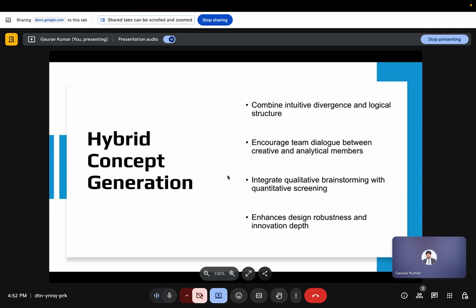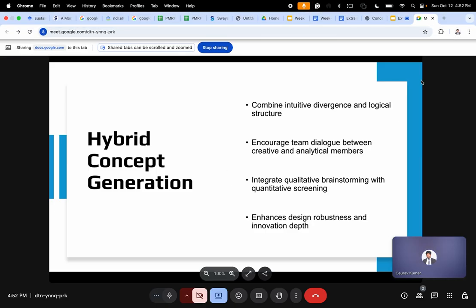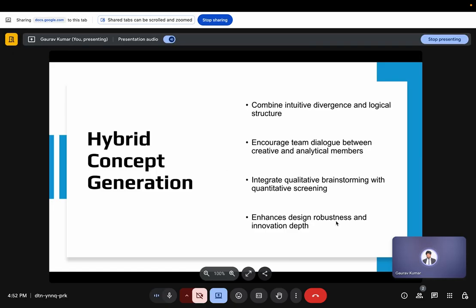Now the next one is hybrid concept generation. So we blend intuitive divergence with logical scaffolding, for example brainstorming, morphological mix, heuristic pass, triggers. So creatives and analysts pair to cross-check novelty and feasibility. An early lightweight screen must meet the constraints and avoid wasted cycles.